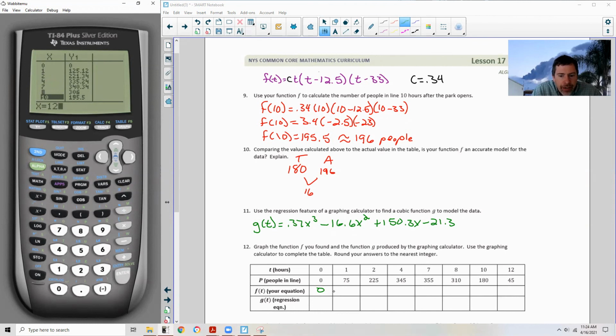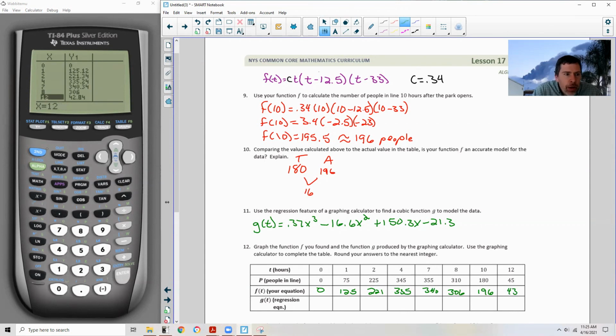So 0, 0 I have. 1, let's just round it even. 125 people. You can't have parts of people. Then it's 221 for 2. And then 4 gave me 335 people in line 4 hours after. 7 hours after was 340. 8 hours after gave me 306 people. Okay. 10, 196. And finally 12. Now I'll hit enter, and that is 42.8 or 43.